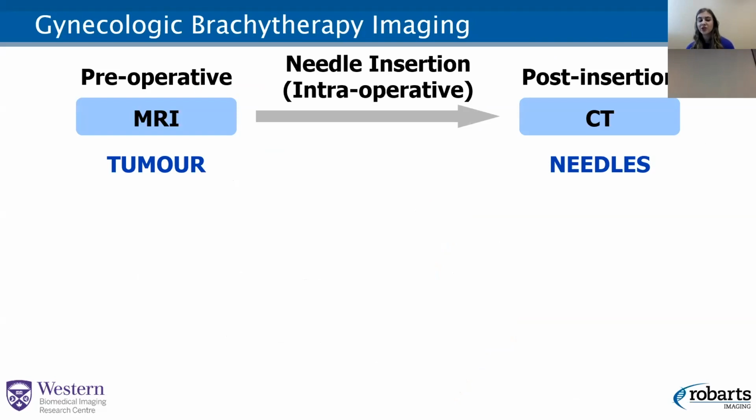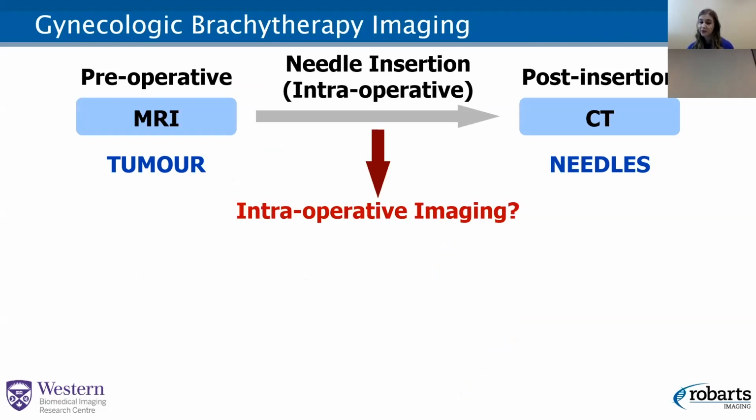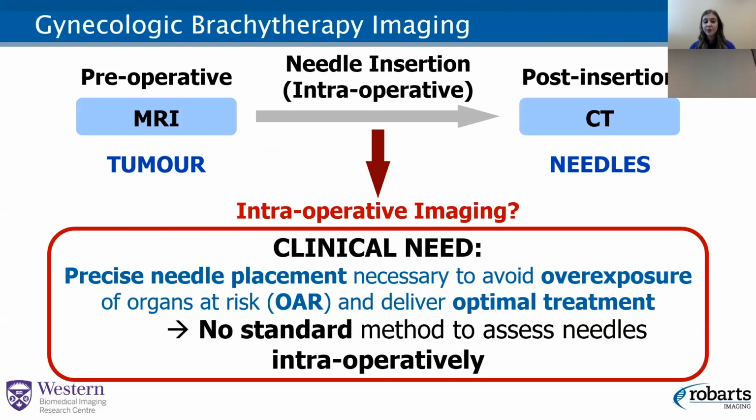But really where the question lies is in what can we do intraoperatively to visualize those needles as they're actually being placed. This leads to an important clinical need because precise placement of these needles is necessary to avoid overexposing nearby organs at risk, like the bladder and the rectum, and also to deliver optimal treatment. And yet, despite this, there's currently no standard method to assess those needle positions intraoperatively.